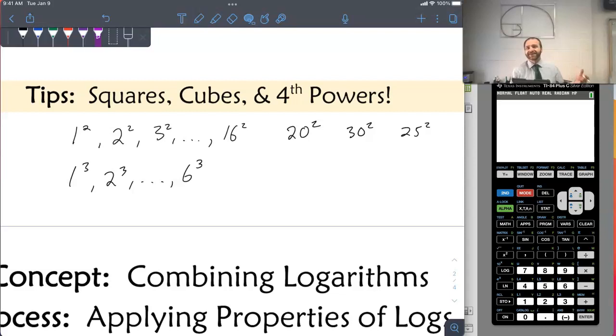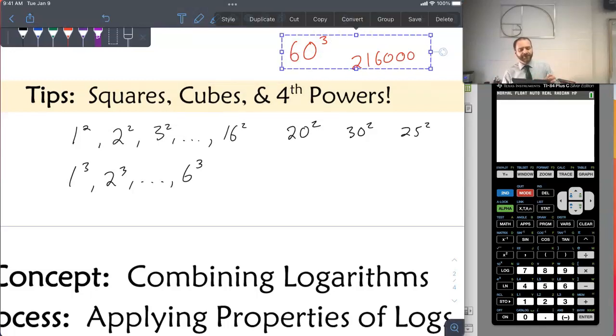And even, by the way, anything that ends in a 0 up through 60. I mean, 60 cubed. You really expect me to be able to do 60 cubed without a calculator? Not quite memorized, but fast? Yes. Cube the 6, and then put 3 zeros afterwards. 216,000. So, it's possible. Same thing.